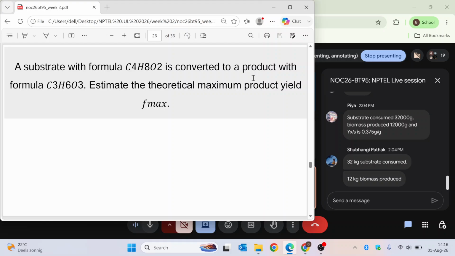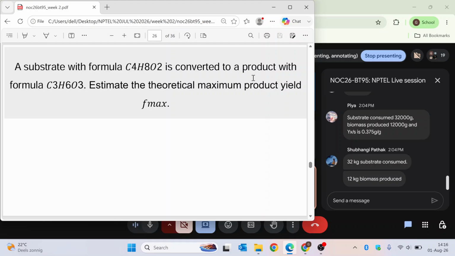In that case, you take the coefficient of your product, multiply it with the molecular weight of the product, divided by the molecular weight of your substrate, assuming that your substrate doesn't have any coefficient. If it has, it's going to be the coefficient of your product times the molecular weight of your product, divided by the coefficient of your substrate times the molecular weight of the substrate. This is what we ideally assume by using a stoichiometric equation.